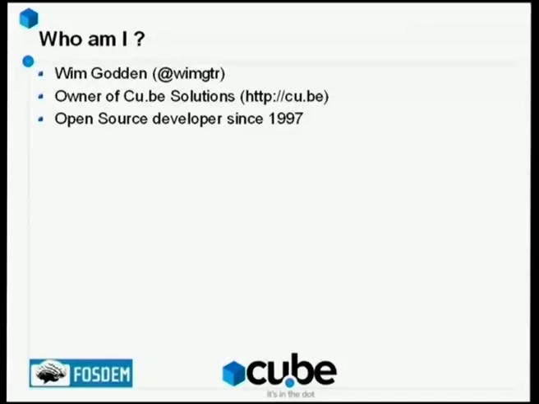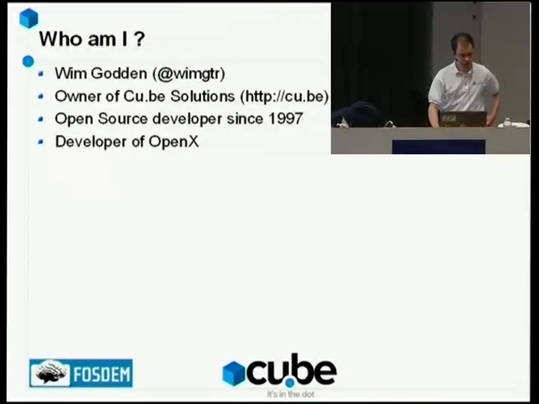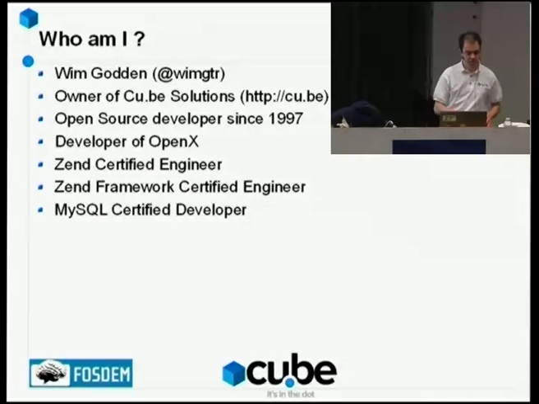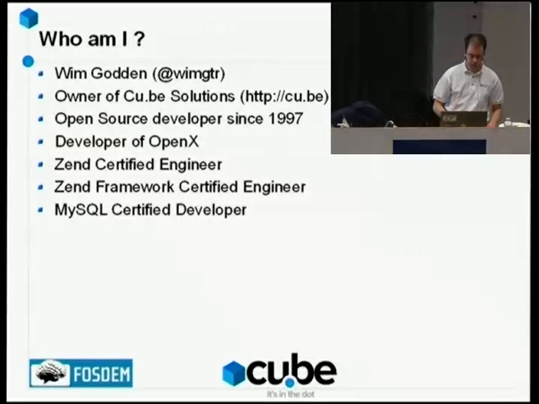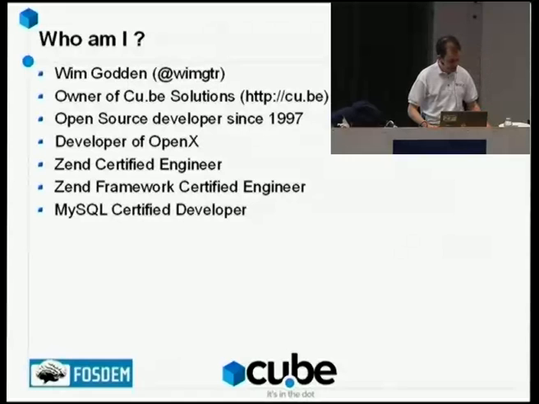My name's Wim Gon. I'm the owner of Cube Solutions, a Belgian-based open source consultancy company. I've been working with open source since around 1997, and I wrote things like OpenX, which is a very large advertising solution. And next to that, I specialize mostly in PHP, and I have, like most of you, I guess, a lot of certifications.